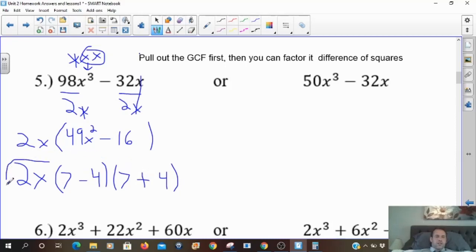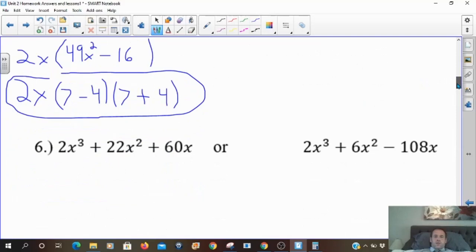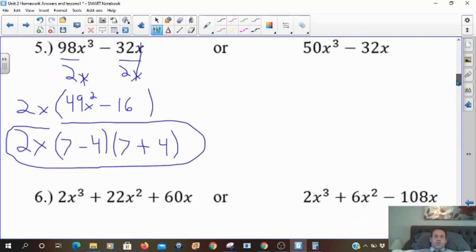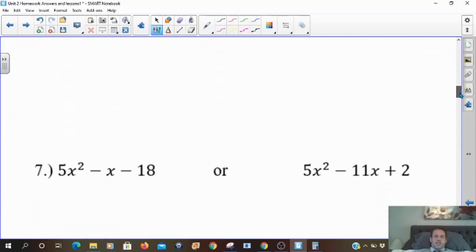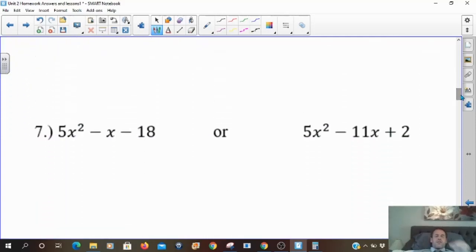Nice. So there's number 5. Awesome. Number 6, same idea. So I think it'll be regular factoring though, right? Pull out a 2 and then factor it. Number 7. So number 7, you could probably do grouping, right? Factor by grouping, because 18 could be 2 and 9, or 3 and 6. But really, I'd probably just do a guess and check method with these, because 5 isn't that big, and 18 really isn't that big.